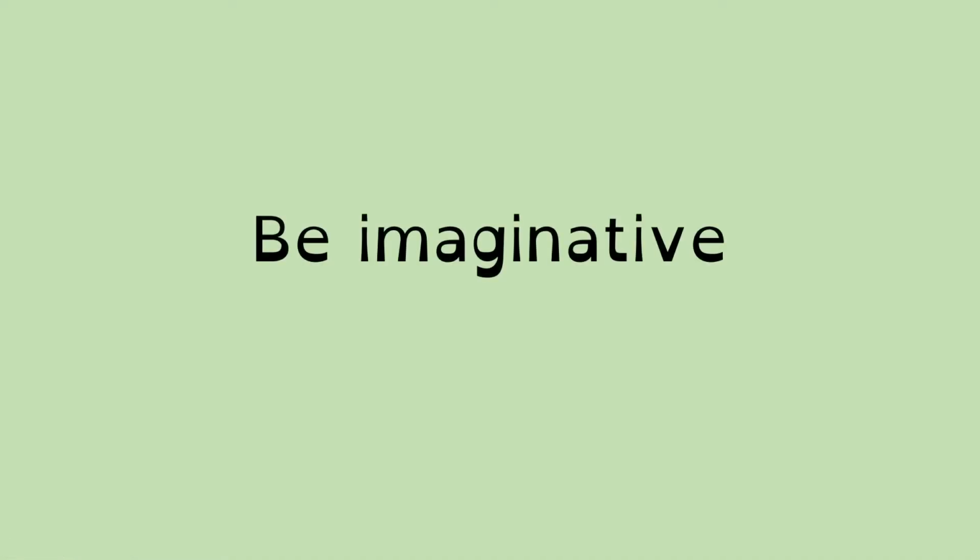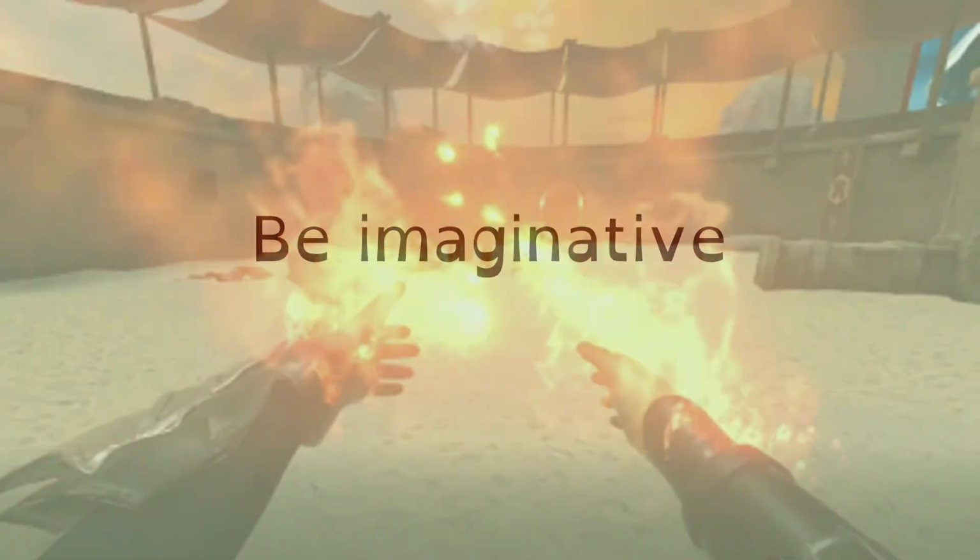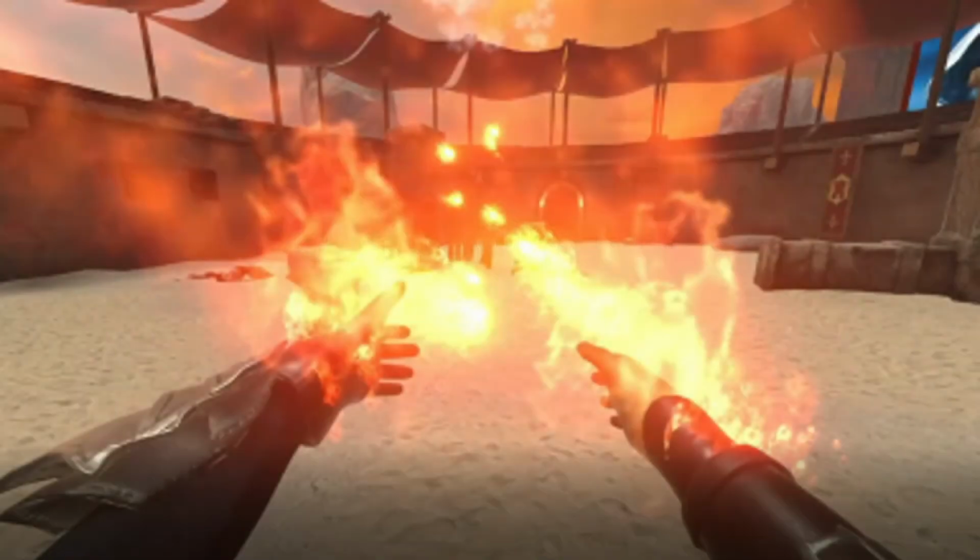Okay, moving on. Be imaginative. Magic is a brilliant area to let your imagination out. This is a fireball spell, and fireball spells have a certain amount of power to them, but how many games have a fireball spell in it? You might want to have it in, but it's not that imaginative.